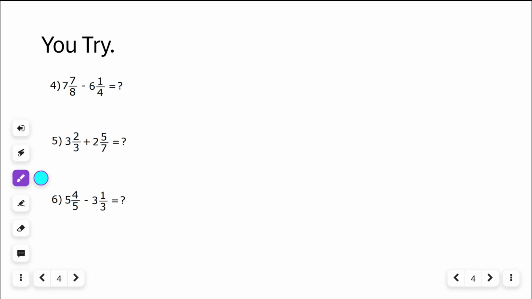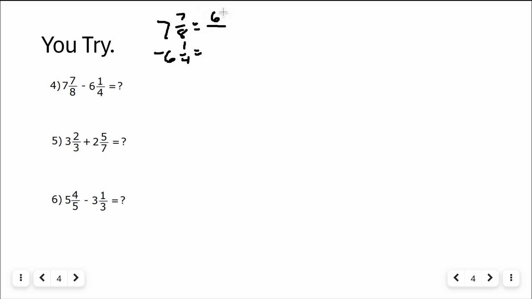All right, now it's your turn. You try. Make sure that you can do all three of these. You have to be able to do it. It's very important. So 7 7/8 minus 6 1/4. Try them out. 8 times 7 is 56. 56 and 7, 63 over 8. 6 times 4 is 24, and 1 is 25 over 4.